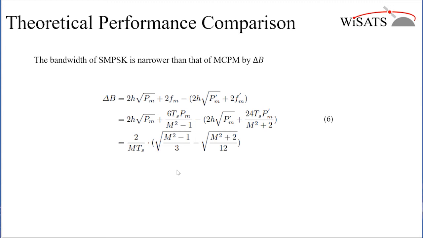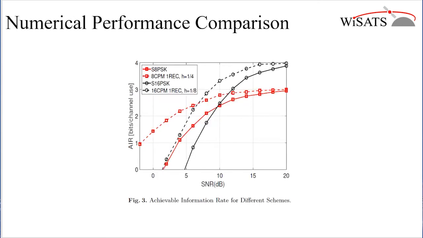Additionally, AIR depends on the simulation-based BCJR algorithm. Therefore, it is difficult to derive a closed form result on which modulation method is more spectrally efficient. Thus, we need a numerical simulation to compare the performance. Next, we will show the numerical performance comparison.